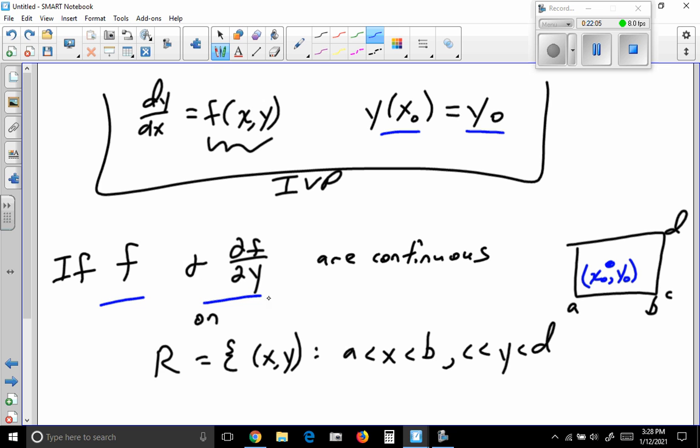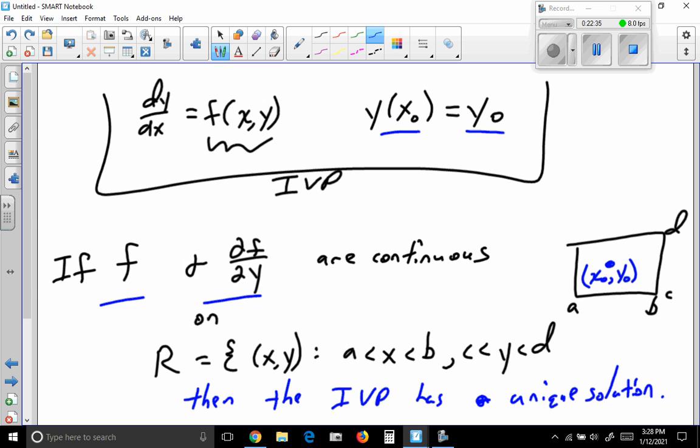So if these are true, and we can find some region, some rectangle, such that our initial value is an interior point, then our initial value problem has a unique solution. If that's not true, then we don't have a unique solution. But if that's true, we do have a unique solution.